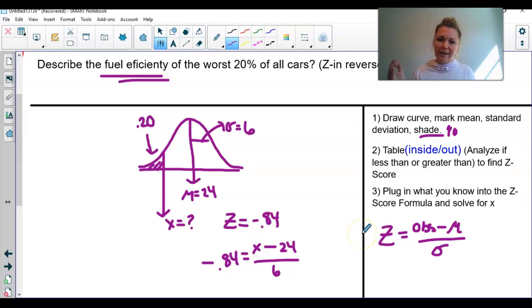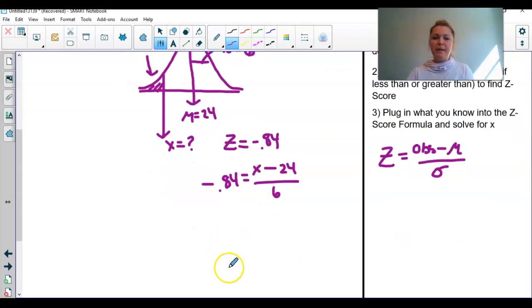So if you've forgotten algebra a little bit because it's been so long, first what I need to do to get x by itself, I'm going to multiply 6 by both sides. So I'm going to take negative 0.84 times 6. And that gives me negative 0.504 equals x minus 24. And now I need to add 24 to both sides. So that gives me 18.96.